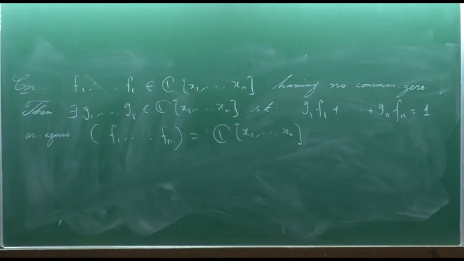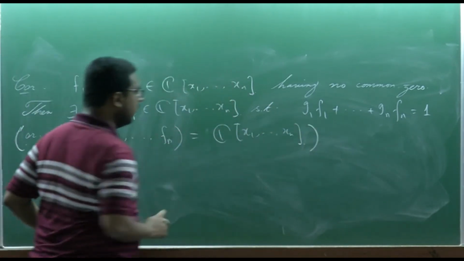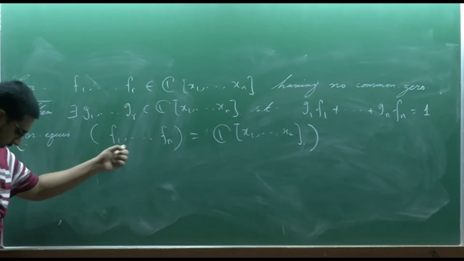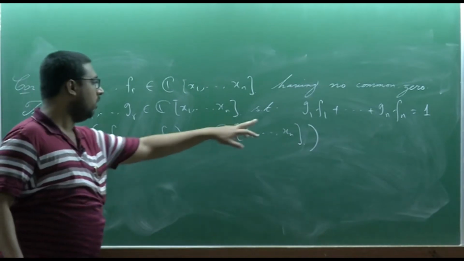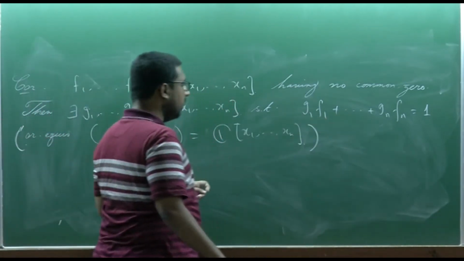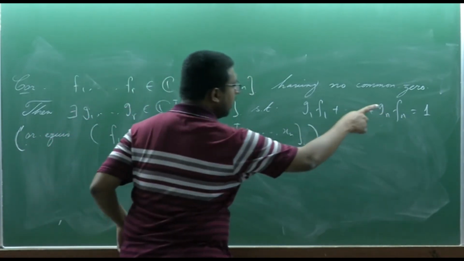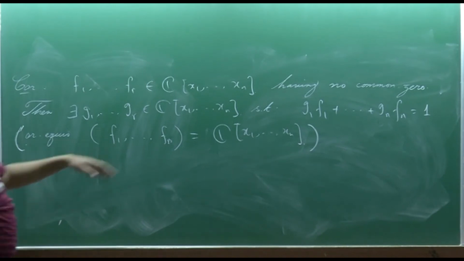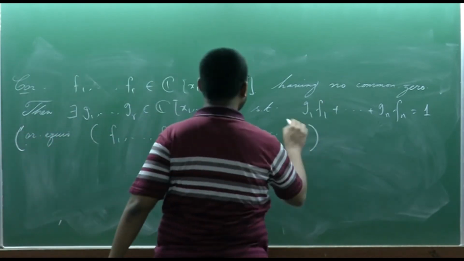The equivalence of the last two is actually quite clear, because a typical element of this ideal is of such a form. So, if 1 can be written as a combination of them, then that means this ideal has to be the whole ring. So, the equivalence of this and this is okay.